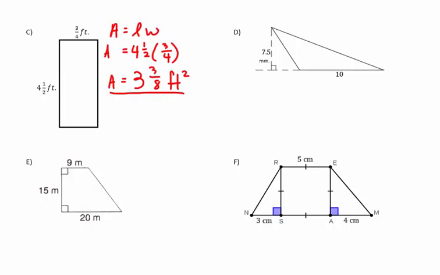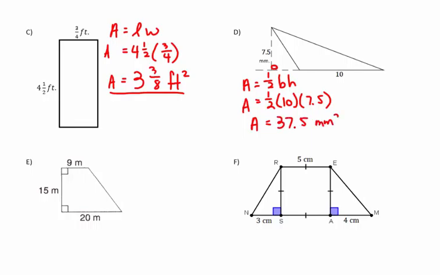Letter D is a triangle. Notice the right angle, the base and the height make that. So 1/2 base times height is my formula. I'm going to substitute in my numbers. The base is 10. Height is 7.5. Half of 10 is 5 times 7.5 is 37.5 millimeters squared.